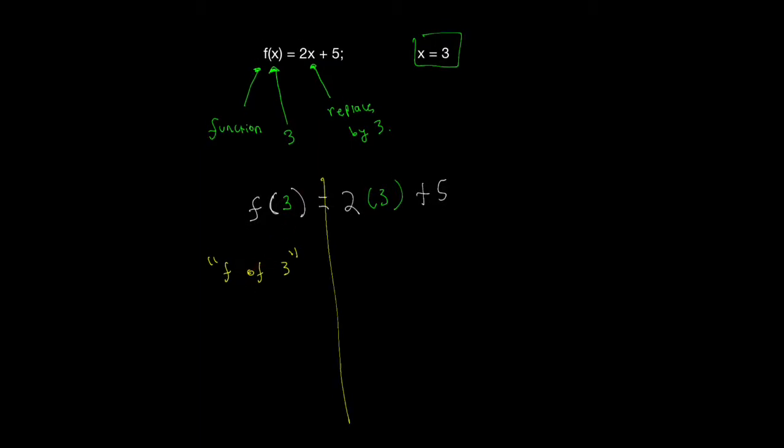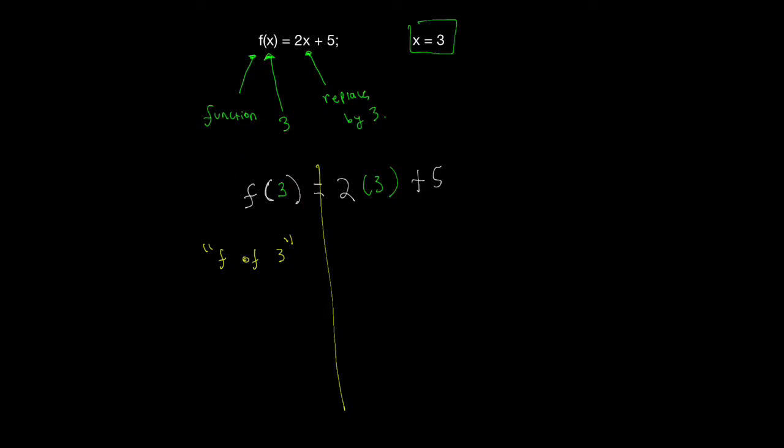So here, let me split the equation. I have my left hand side. I have my right hand side. All I have to do is simplify this right hand side. So 2 times 3, that's 6. We still have that 5. And then 6 plus 5 is 11. So we get that f of 3 is equal to 11. Using the mathematical notation, we write it like this.